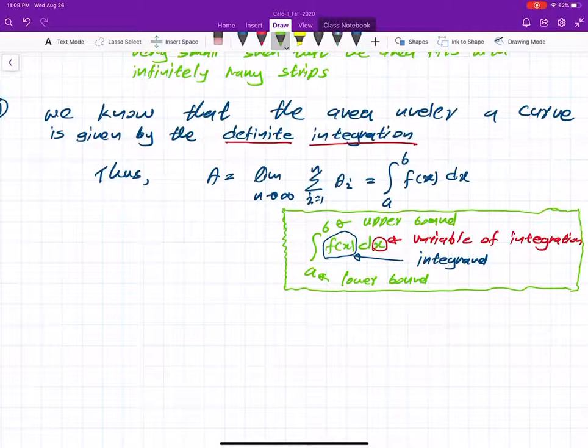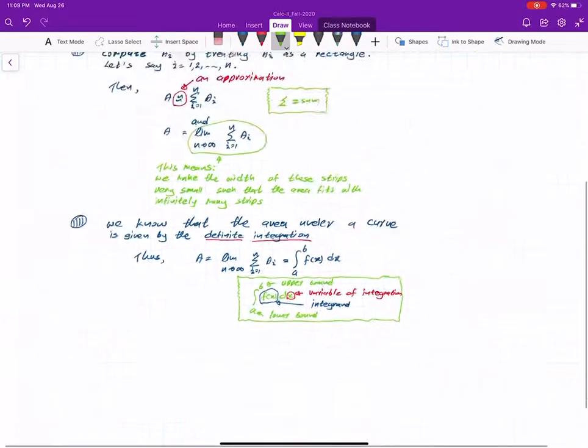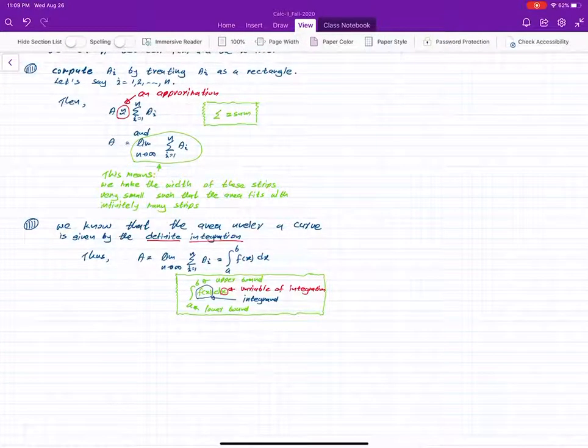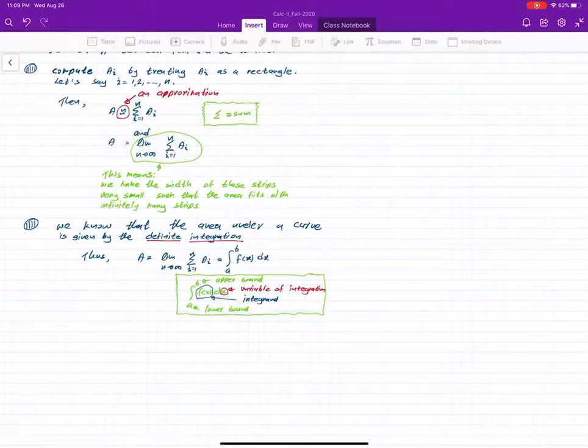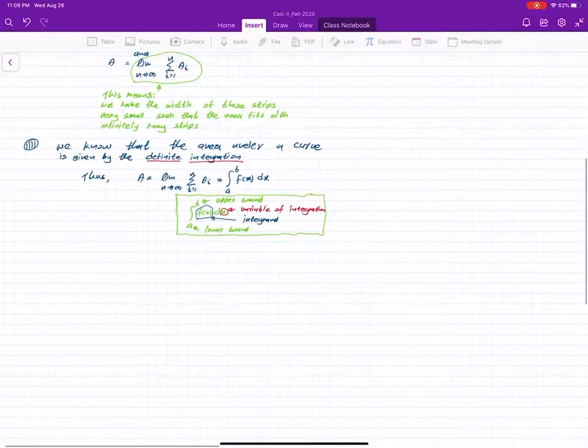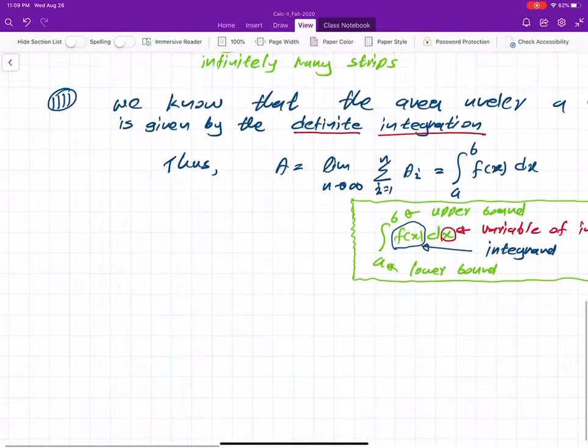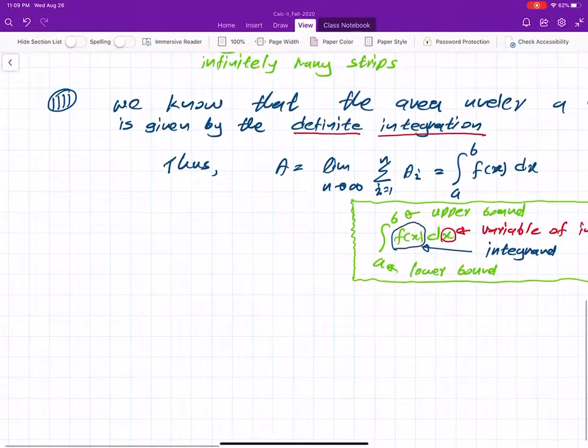All right. Now we go ahead and learn properties of definite integration. Let's go ahead and learn properties of definite integration.